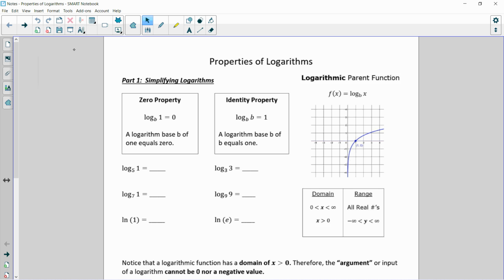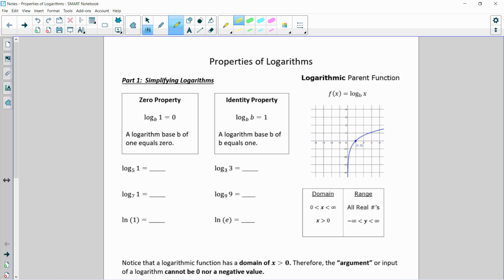Hello, ladies and gentlemen. So we're on to our second topic in our last unit, exponential and logarithmic functions. So we're going to start off with simplifying logarithms, and so we're going to start with a logarithmic expression and condense it down to just an actual value. So two properties we talk about are the zero property and the identity property.